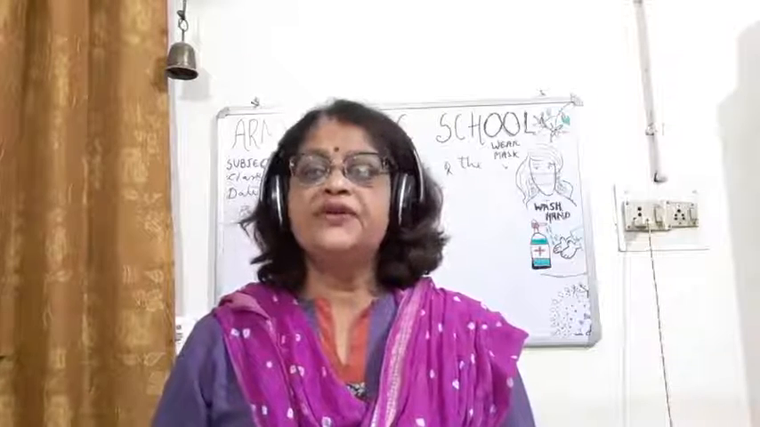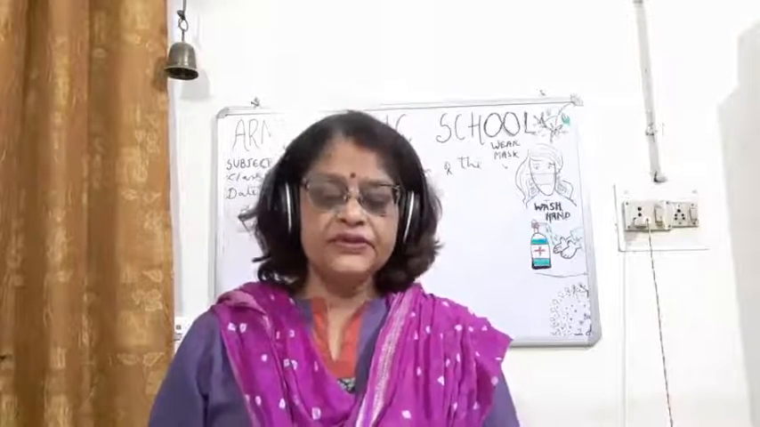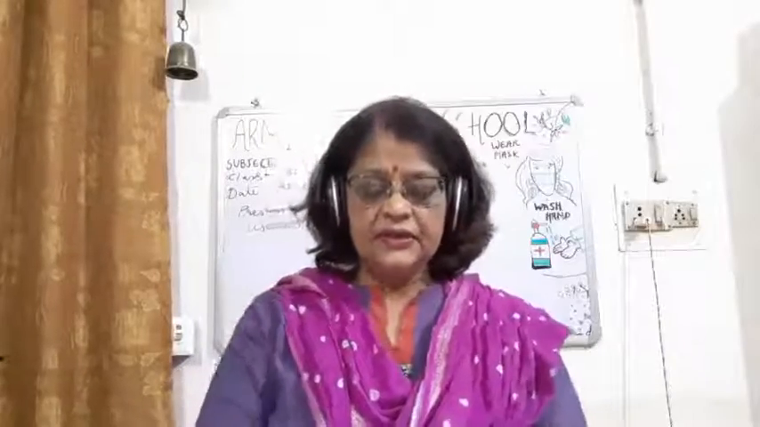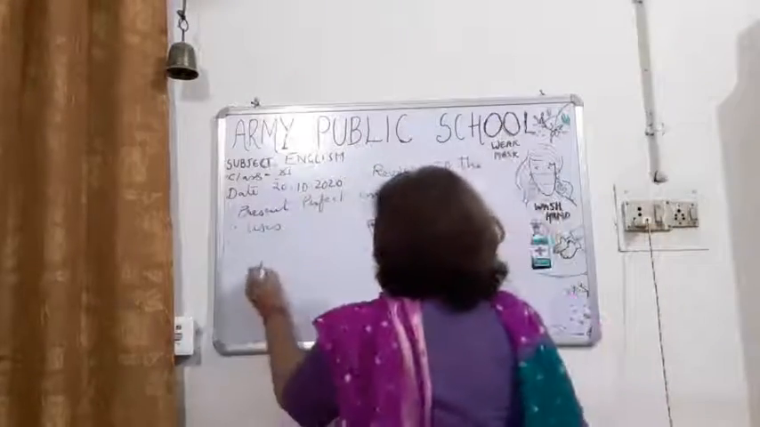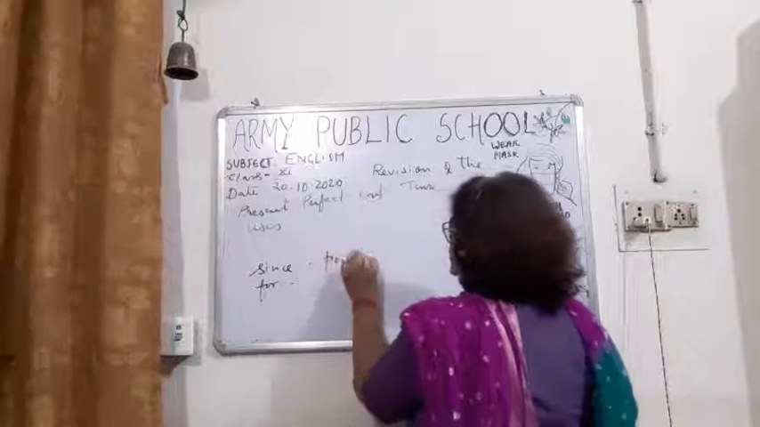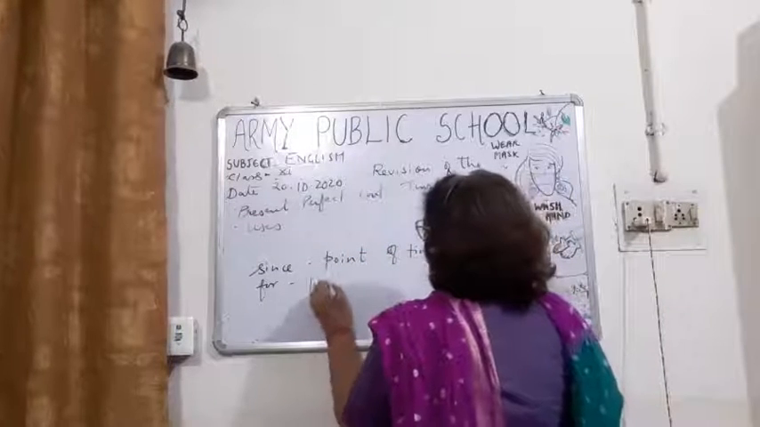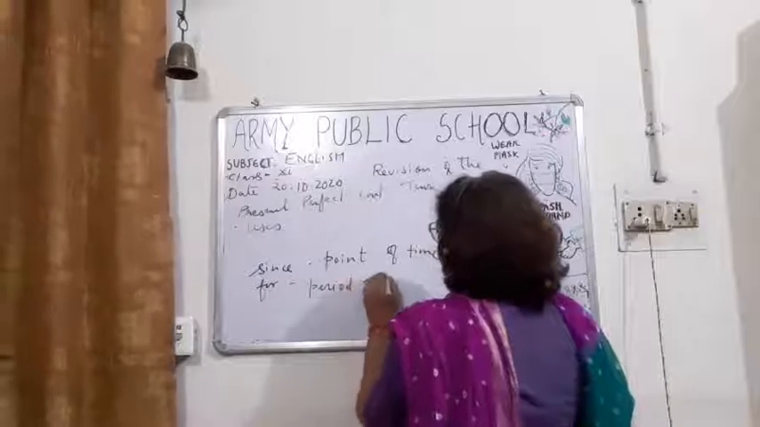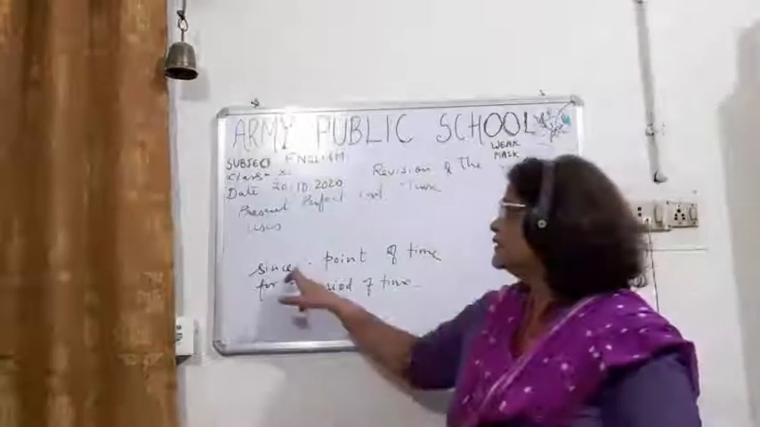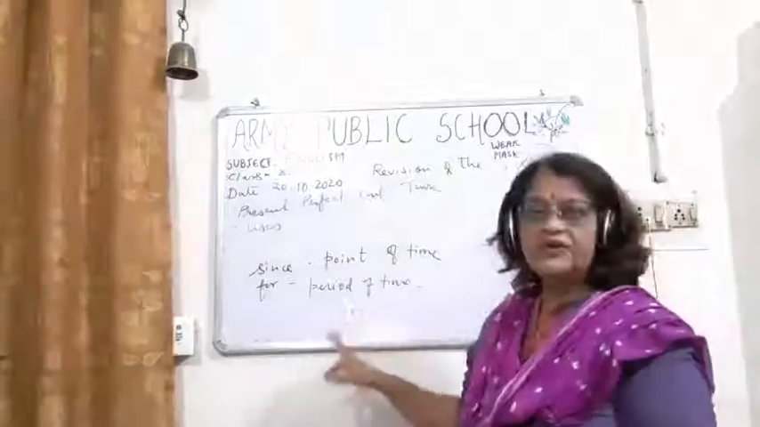Now, two prepositions are always used with the present perfect continuous tense. And what are these two prepositions? One is "since" and the other is "for". "Since" is used for a point of time, and "for" is used for a period of time. These two are very important. Since and for.